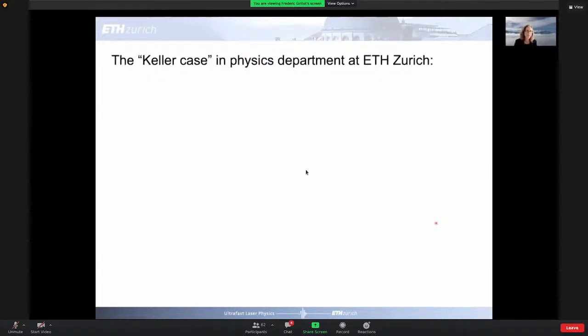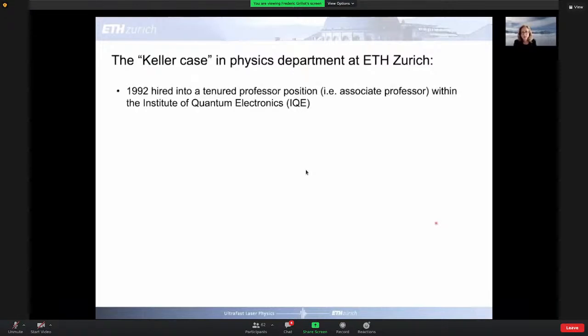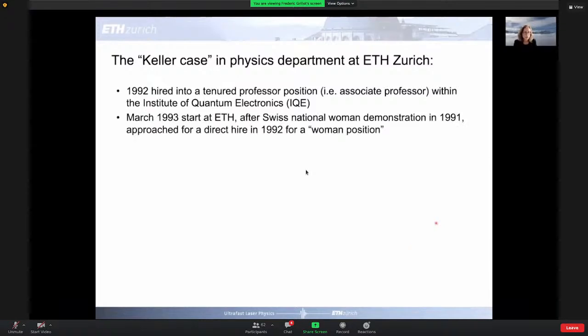So let me go to my case in the physics department. As a reminder, I was hired in 1992 into a 10-year professor position within the Institute of Quantum Electronics, which is part of the physics department. I started in March 1993, and remember, I was actually a quota woman, even though at that time there was no official quota effort in Switzerland. But still, the Swiss National Women Demonstration in 1991 increased the political pressure, and I was approached for a direct hire when I was still at Bell Labs into this woman position, and I took it.